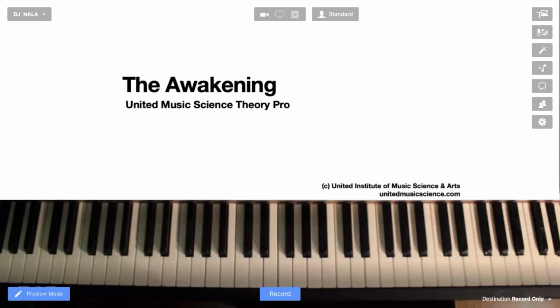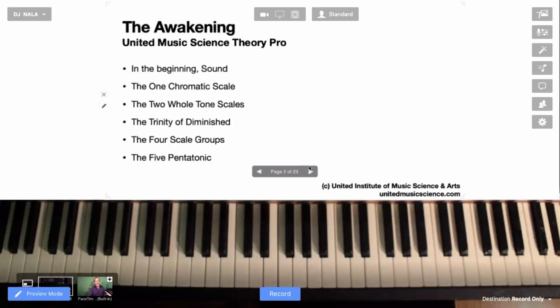Okay, so these are some of the tools. We stopped last week. We started to deal with the Trinity of Diminished, but the real awakening is ourselves. The real awakening in music is ourselves. I don't need to go back over this, but you guys know that you are sound. The piano's not going to do anything until I play it. It's all about us. That's where it starts. So that is what we're talking about with the awakening.